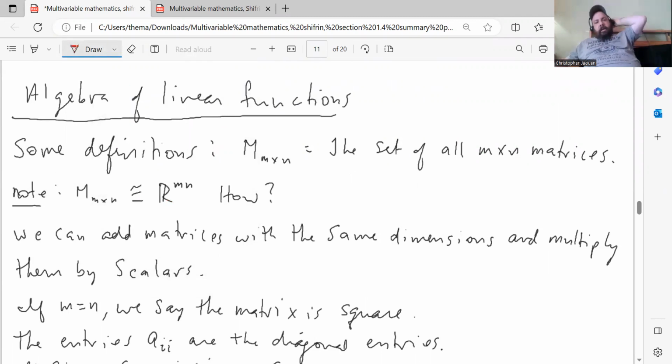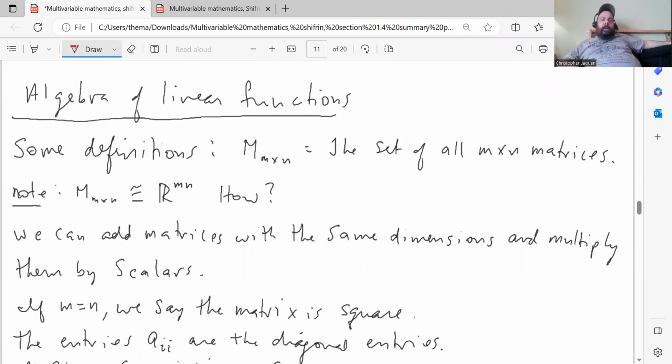All right, so the notation M with the subscript m by n represents the set of all m by n matrices. Here the m by n matrices in this book, we're going to be assuming the entries are real numbers, but you could have m by n matrices of complex numbers, for example, or other things.